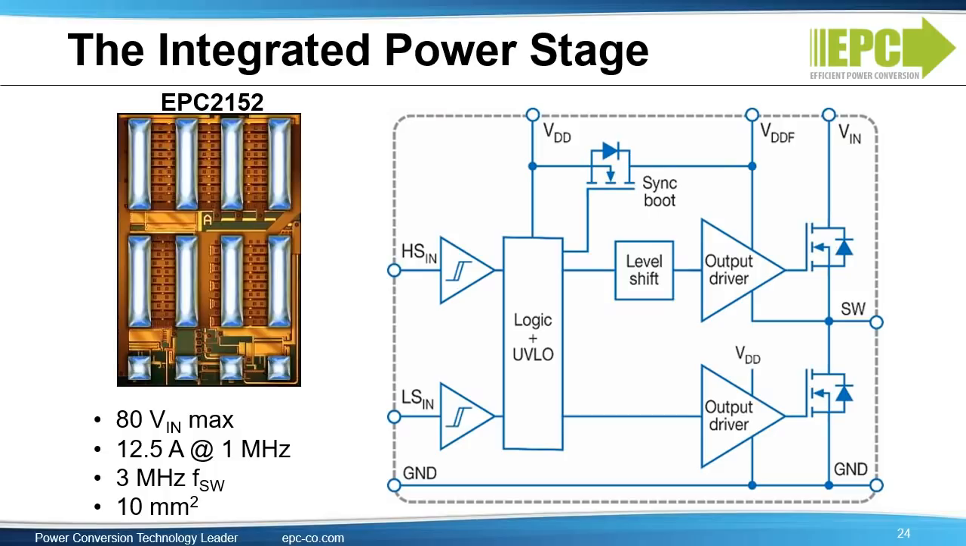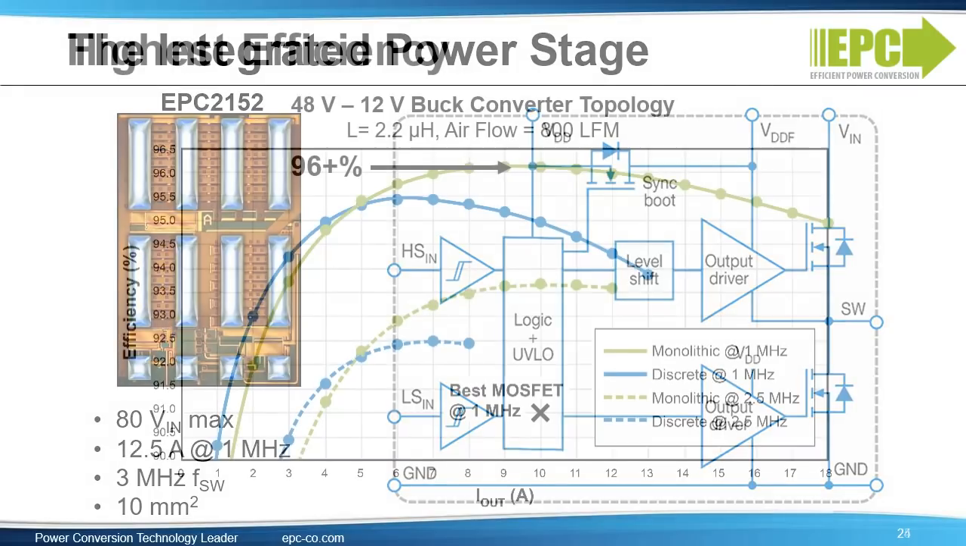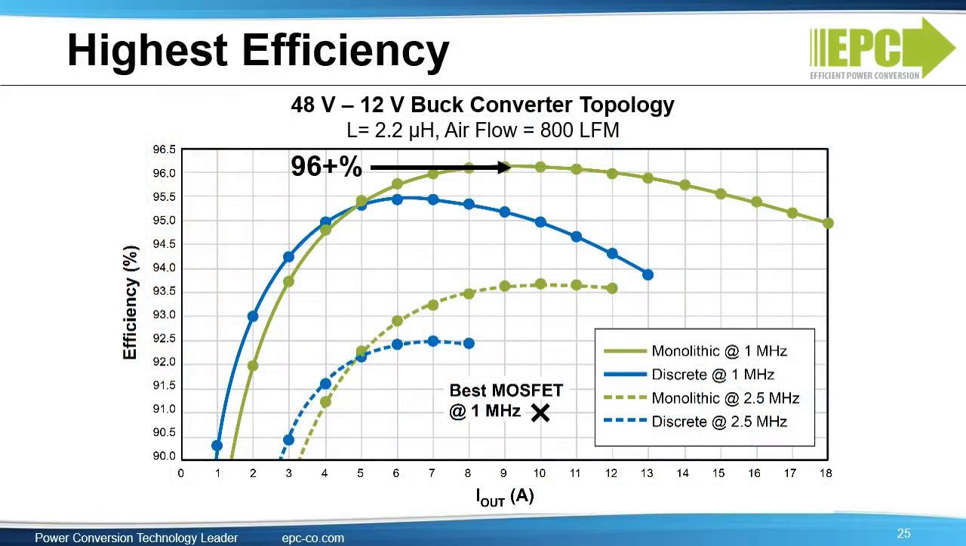The E-Power Stage, digital in and power out family, simplifies design and further reduces size. The device is very small, only 10 square millimeters, and integrates drivers, level shifter, half bridge FETs, and bootstrap. The maximum input voltage is 80 volts, and the maximum current at 1 megahertz is 12.5 amperes. This level of integration improves efficiency.